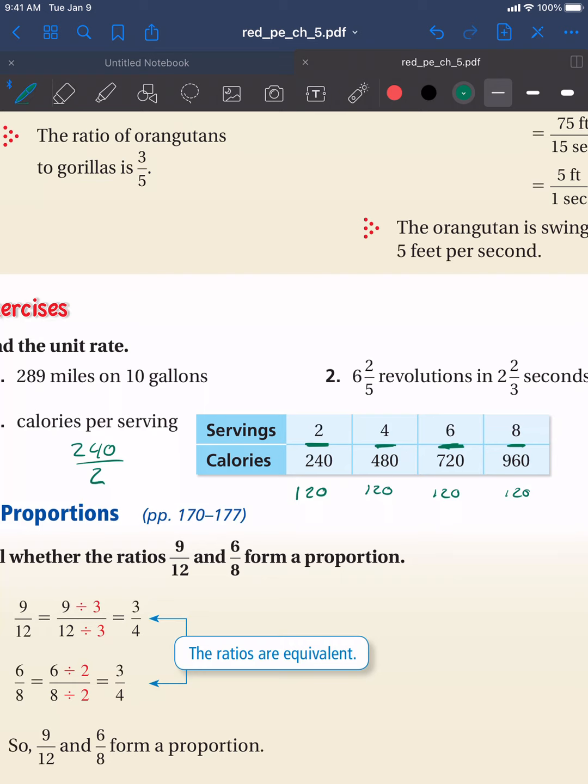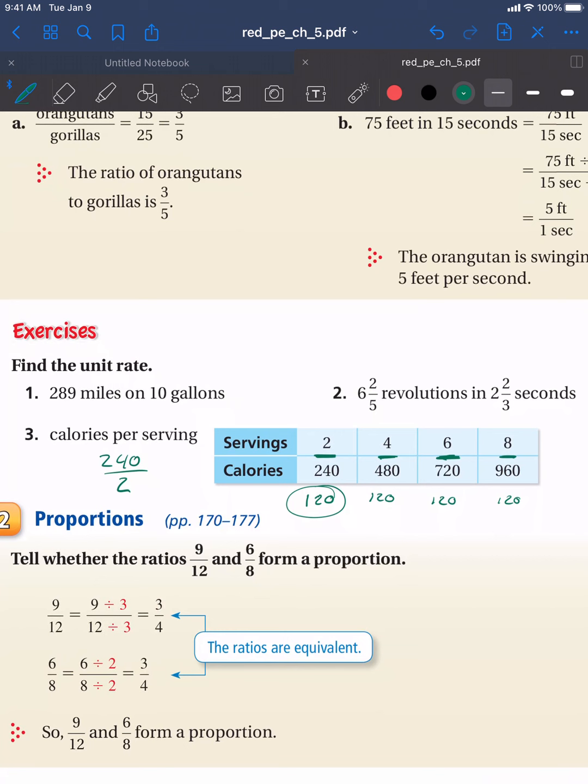Yeah, for sure. Now, I know that everything divided this way is 120, but what does that mean? 120 calories per 1 serving. Good, we're finding the unit rate. So it's going to be 120 calories per 1 serving.